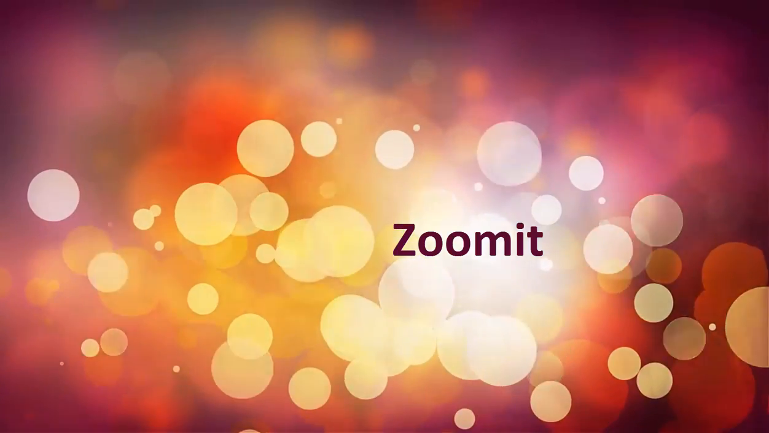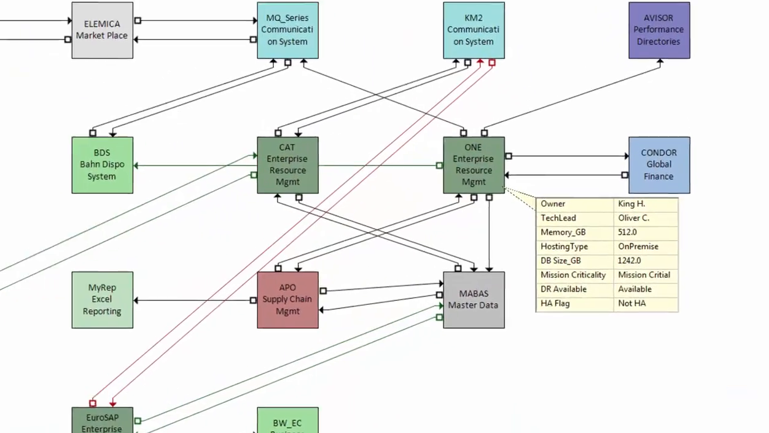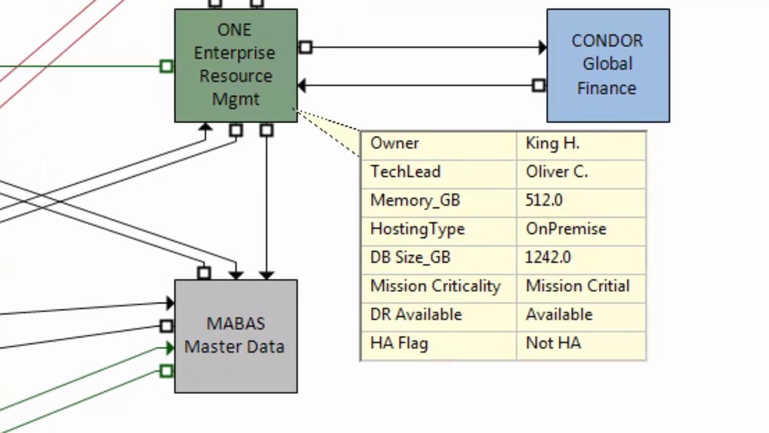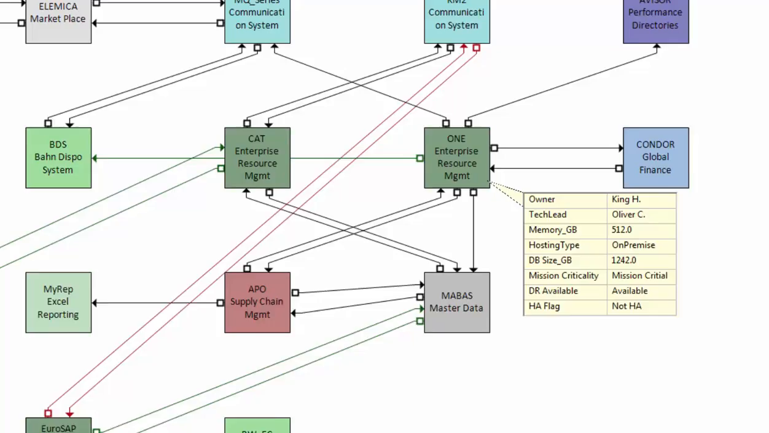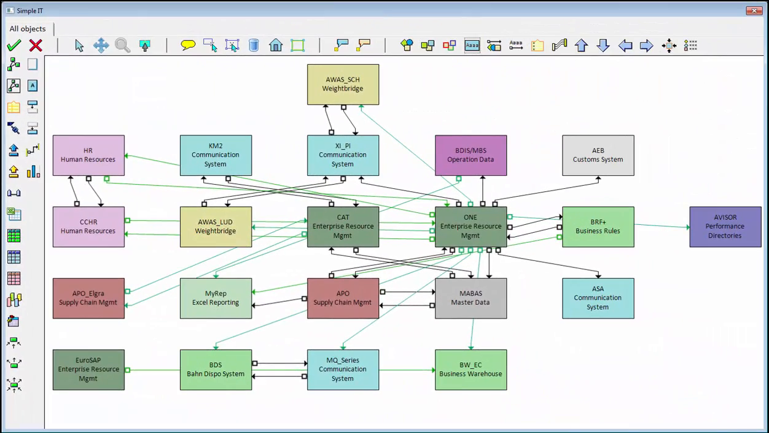ZoomIT helps in architecting, documenting, and analyzing your end-to-end IT infrastructure. That's right, your complete IT landscape. A typical organization contains an ERP system from a major vendor, some additional ERP systems from other vendors that may have come from mergers and acquisitions, some specialized systems to handle specific business processes, a few homegrown systems, some mini Excel applications, and many more.